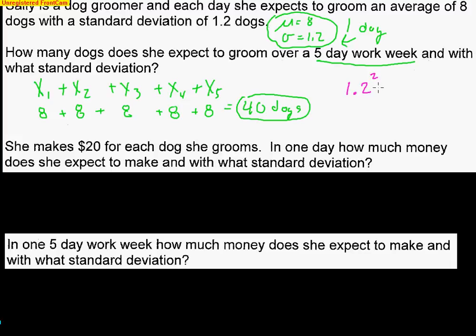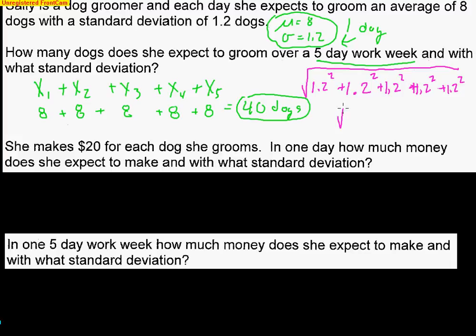That's the variance for the first day, plus 1.2 squared, variance for the second day, plus 1.2 squared, variance for the third day, plus 1.2 squared, variance for the fourth day, plus 1.2 squared, variance for the fifth day. And then I'm going to square root all of that to get my total standard deviation.